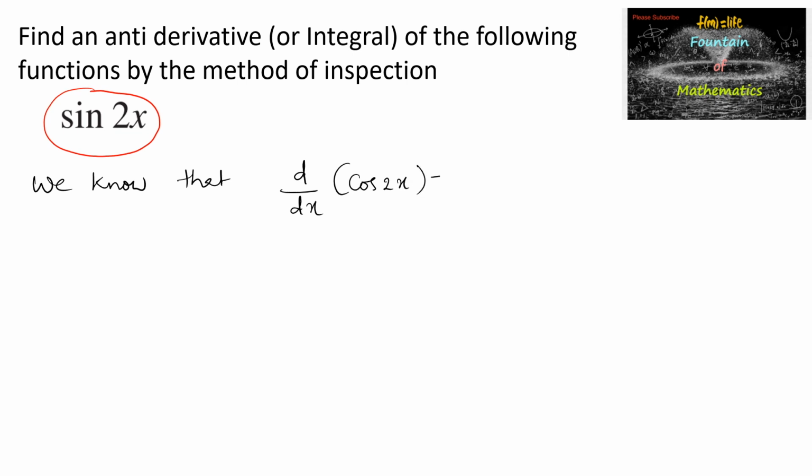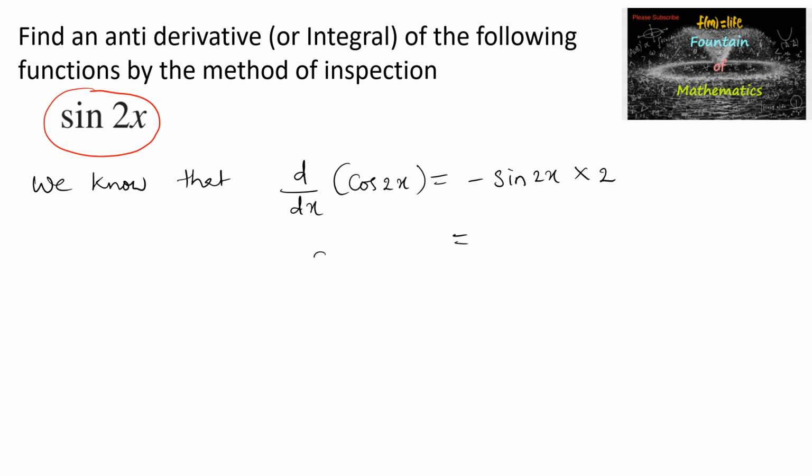Find an antiderivative or integral of the following function by the method of inspection: sin 2x. And we know that the derivative, that is d by dx of cos 2x, is equal to minus sin 2x into the derivative of 2x, which will be 2, by using the chain rule.